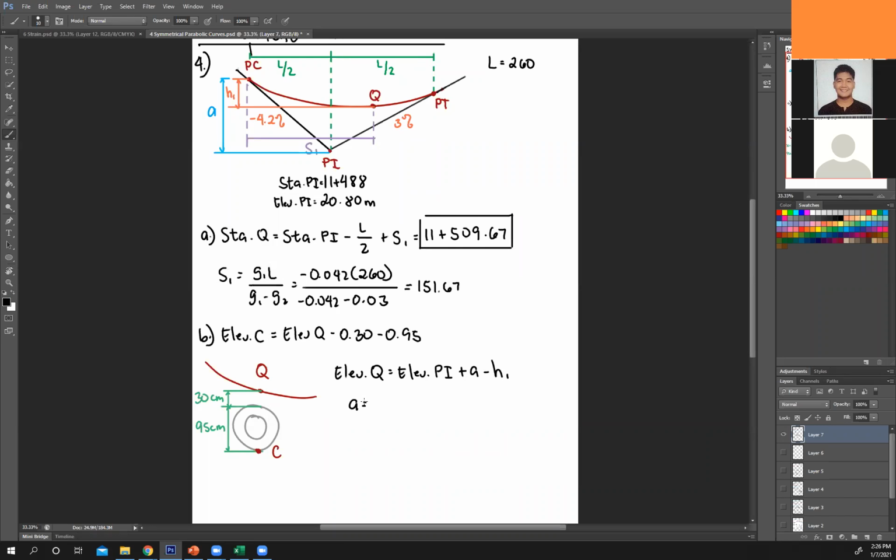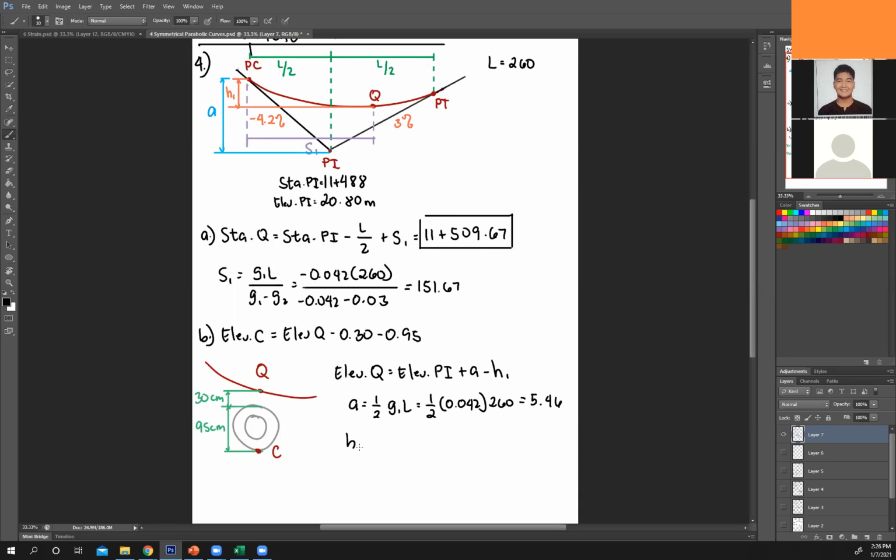A by equation is just 1/2 G1L. G1 is 0.042 and L is 260. So what's A? Correct, 5.46 right now.